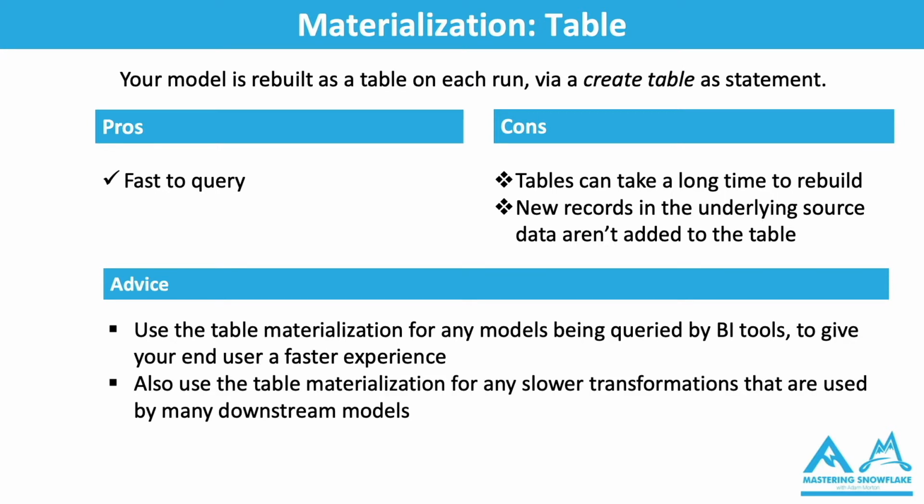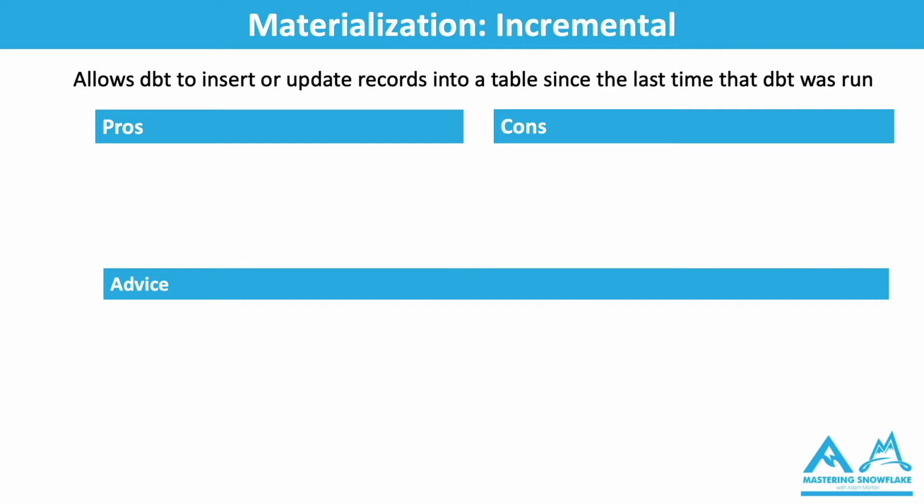Also, you can use the table materialization for any slower transformations that are used by many downstream models. So what I mean by that, if you've got complex transformations or business logic you need to apply to your data and you've got a lot of dependent downstream models within your DBT project that rely upon that, then it makes sense to use a table at that point in your process to speed up all those dependent models further down the track.